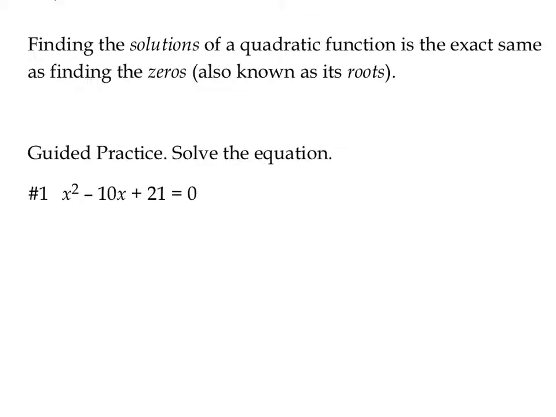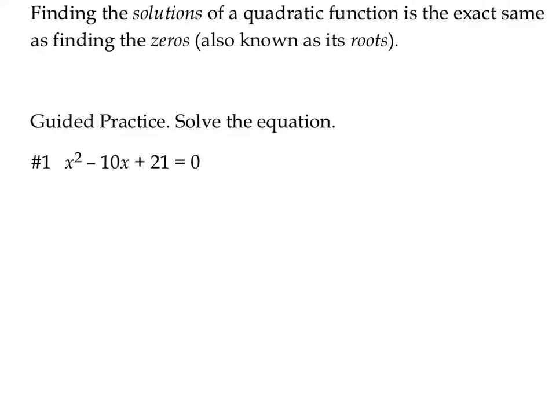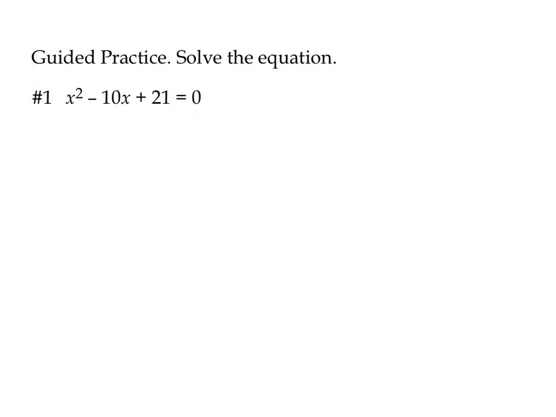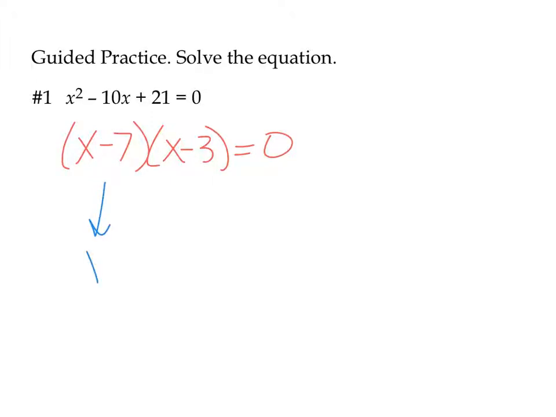If we want to solve this equation, x squared minus 10x plus 21 equals 0, you'll notice it's already set equal to 0. So now we've got this left side of the equation here that we can factor. If we factor this part of the equation, that's going to be x minus 7 and x minus 3 equals 0. And now we set each of these factors equal to 0. x minus 7 equals 0. x minus 3 equals 0.